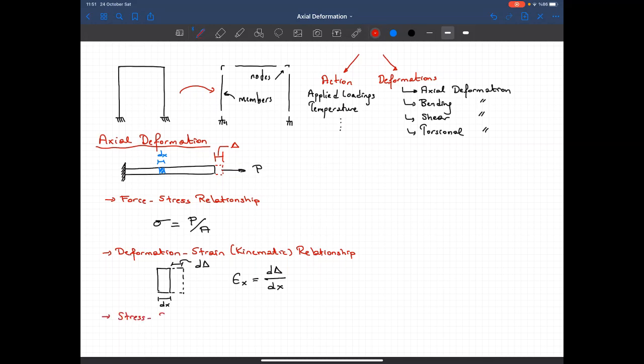Stress, strain relationship. And we will assume linear elastic material behavior. And we have Hooke's law for it. According to that, I can write stress is equal to elastic modulus times the strain, the axial strain.